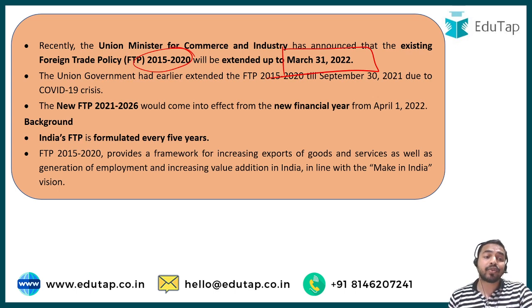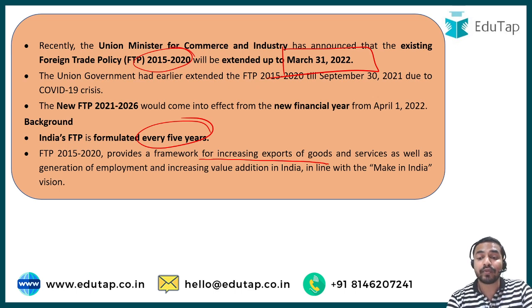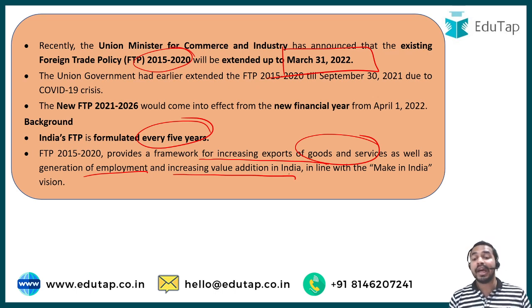And my dear friends, if we talk about the FTP, then it is formulated every 5 years, and it provides the framework for increasing the exports of goods and services, as well as generation of employment and increasing value addition in India, in line with the Make in India vision. So I hope that this particular point and this question is very much clear to all of you.